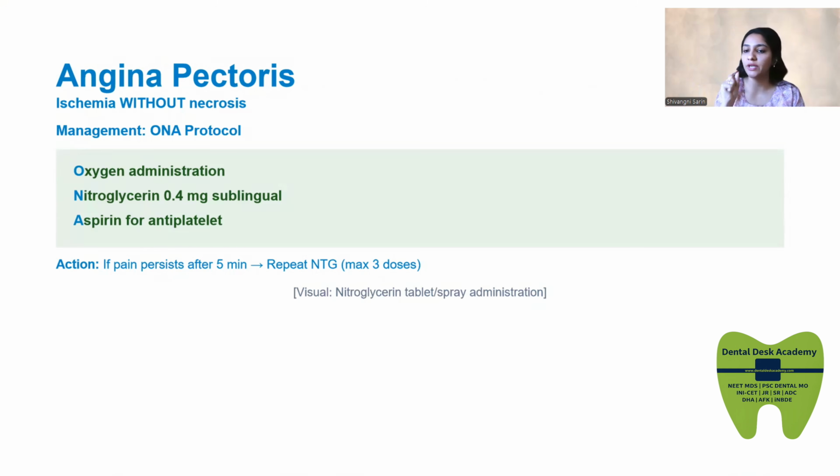As I said, nitroglycerin 0.4 mg, sublingual metered dose you have to give. You can keep repeating it 2-3 times every 5 minutes until the vitals become stable. And next, you will give aspirin, because you know why this was occurring in the first place. It was occurring because there was a clot, there was a thrombus, which led to your imbalance between the oxygen demand and the supply in the heart. So you'll give aspirin for that antiplatelet clot dissolution action.